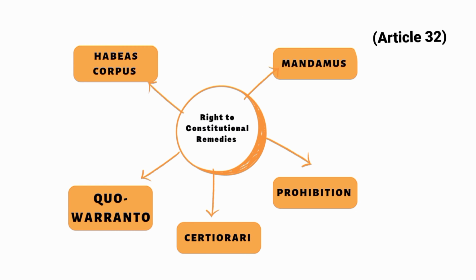So the last one is right to constitutional remedies, which is in Article 32, where when you feel that your fundamental rights are violated, then you can approach the court and the court will enforce your fundamental rights in 5 forms, like habeas corpus, mandamus, prohibition, certiorari, and quo warranto. Let us learn about them in detail in the next video.